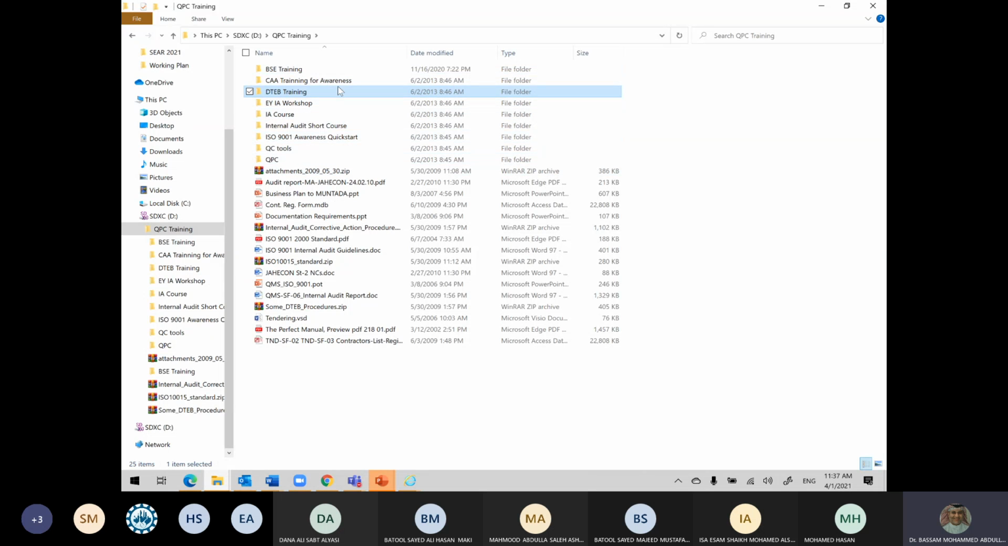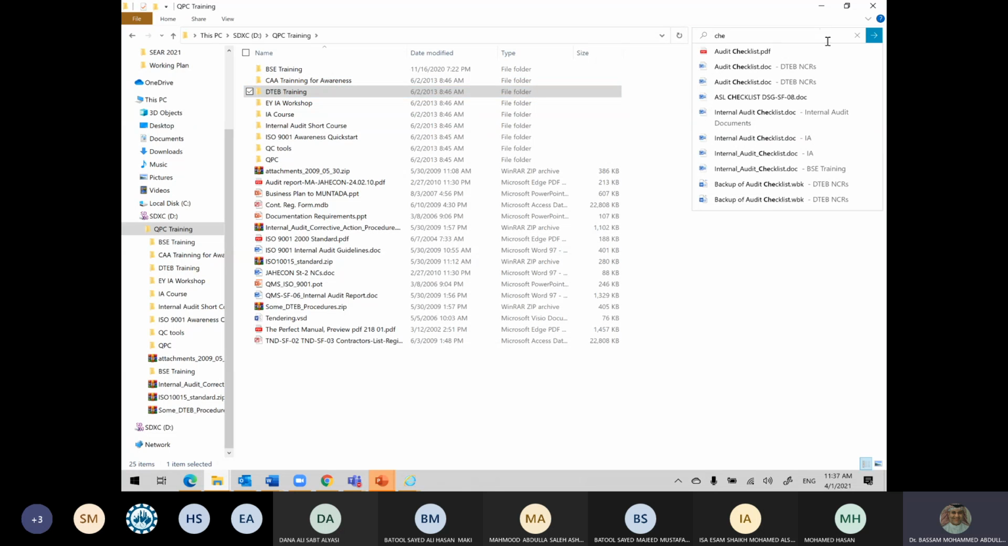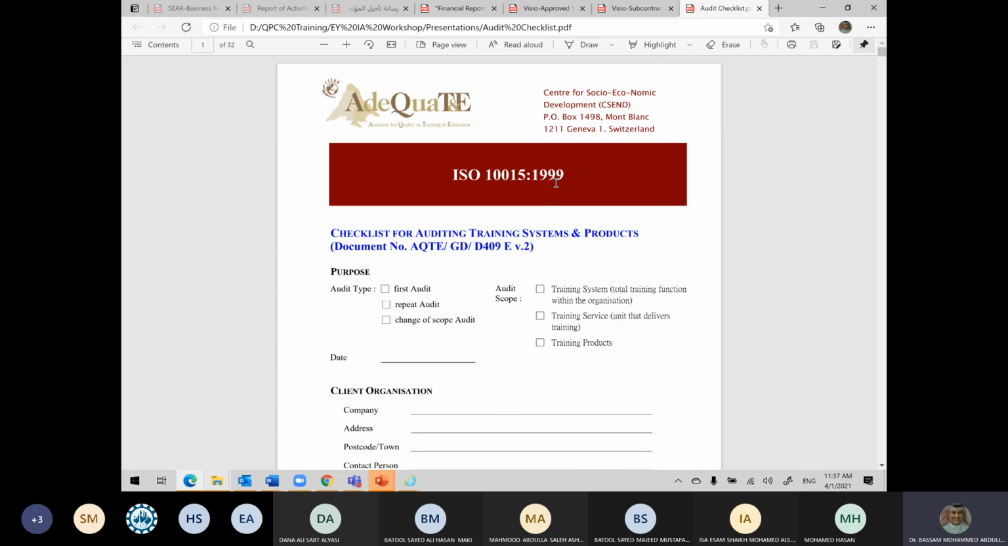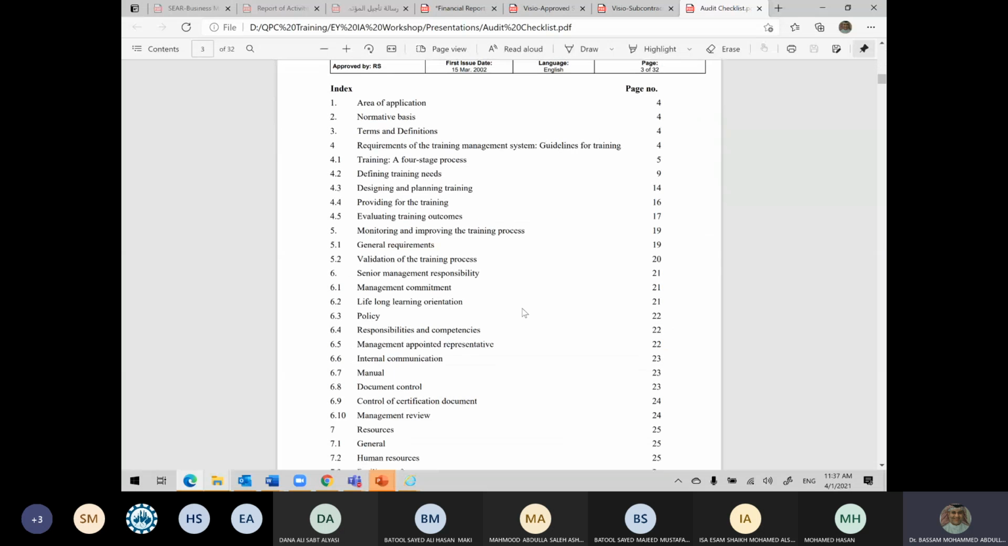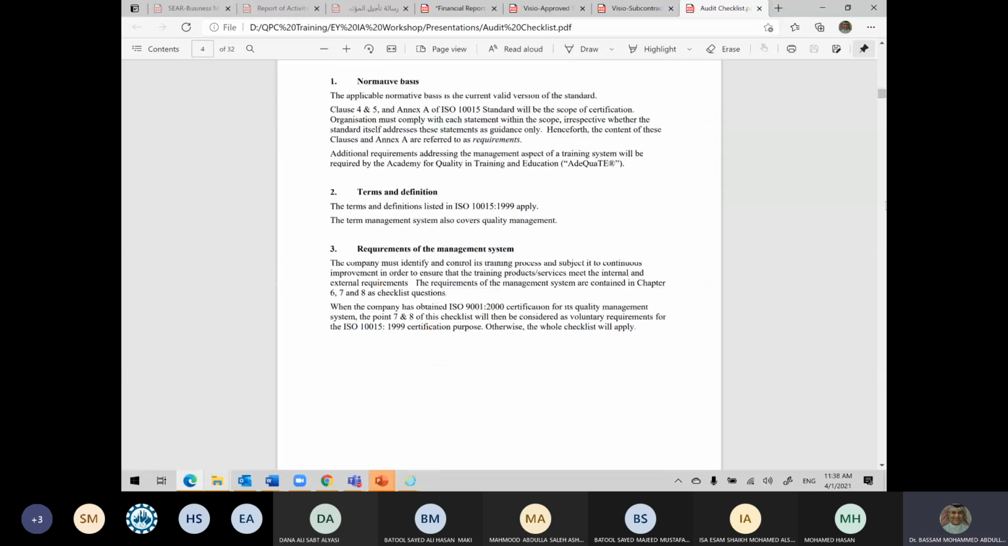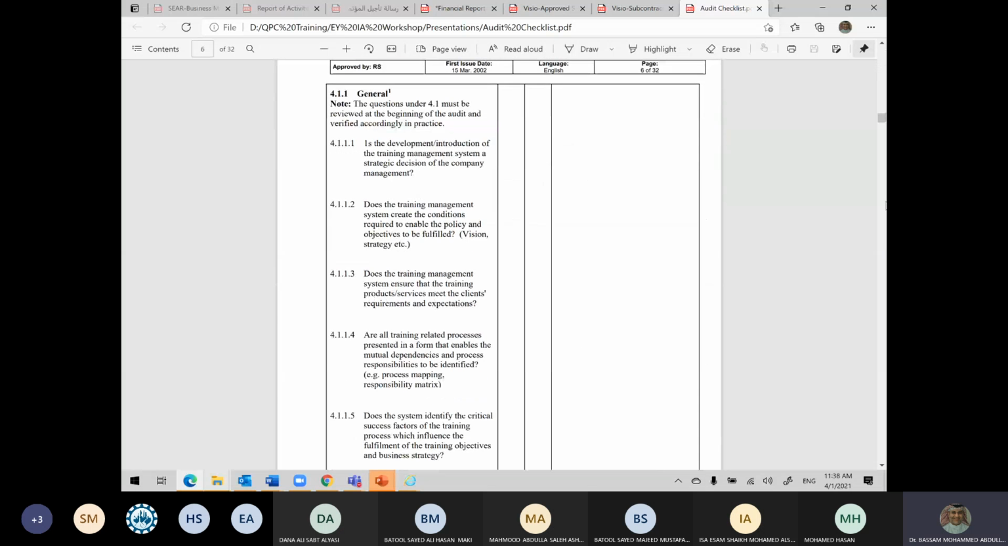Okay, so what do I have here? A checklist. Okay, audit checklist, internal audit checklist. So we have a lot of stuff here that we can open. So that is an internal audit checklist. I think this is the internal audit checklist procedure. Yes, it is the internal audit checklist procedure, but this is a big checklist.